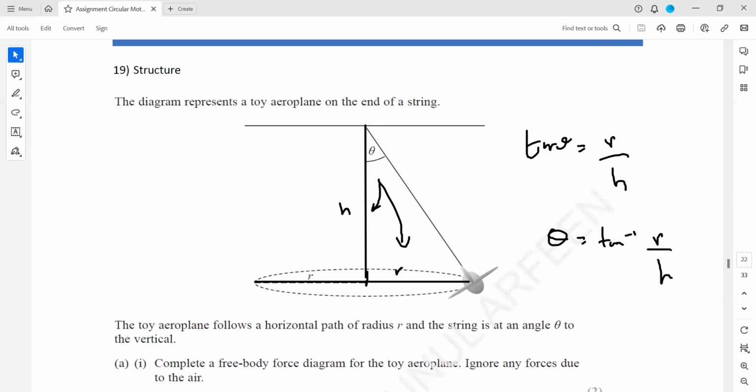So first, we measure the diameter. From the diameter, we find the radius and we measure the vertical height. Then we take the tan inverse of the ratio of radius and height, and we get the angle. That's how we can determine it in this experiment. Is this clear?